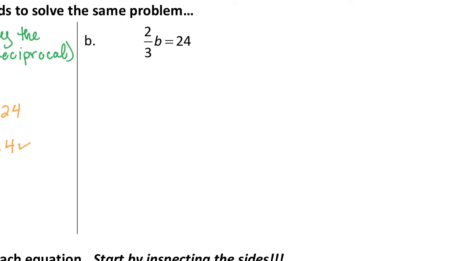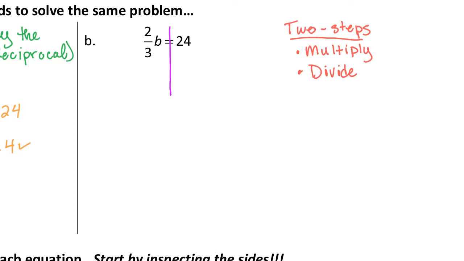So for those of you who did not like that reciprocal method, good news is there is another way, but bad news is it takes 2 steps instead of 1. We are going to multiply and then divide for our 2 steps here. We're going to multiply by the denominator, because hopefully you remember that when we have a fraction, the denominator means to divide. So the opposite of dividing by this 3 would be to multiply by 3. So we're going to multiply both sides by 3 here.